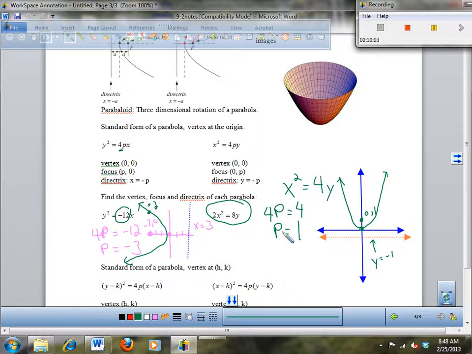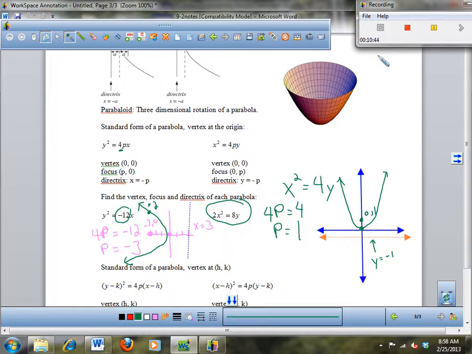Now, one thing: if p is small, then you have a skinnier parabola. So if this number is very small, then this parabola is skinnier than this one where p, or the absolute value of p, is big, like 3. That makes it wider. So a bigger absolute value for p makes it wider, and a smaller number makes it skinnier. Okay? We're good with that? Shall we move on? Sure.